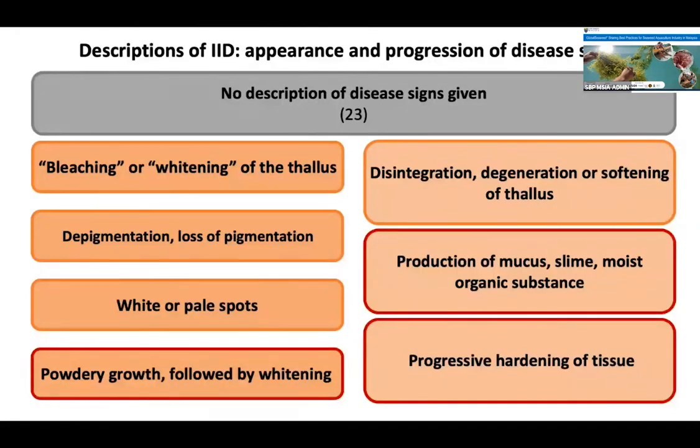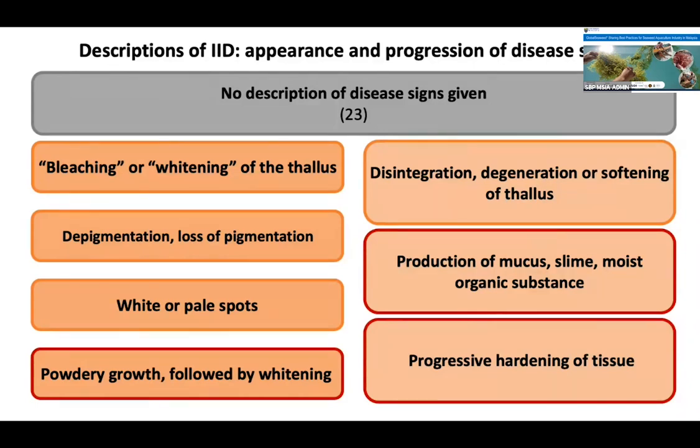In the table that we compiled for the paper, we had a total of 57 reports, and unfortunately 23 of these gave no description whatsoever of the observed disease signs while discussing IID. And this is a problem because it limits how useful these studies can be for other researchers, because we can't state for certain whether the disease signs observed were rightfully attributed to IID or whether this was the occurrence of another macroscopically very similar condition.